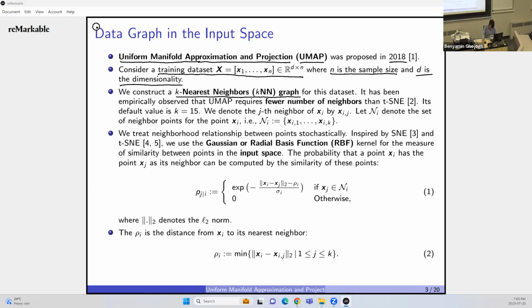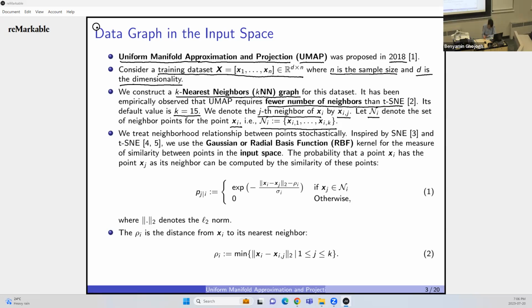It has been empirically observed that UMAP requires a smaller number of neighbors than TSNE. So that's one of the advantages of UMAP, and its default value is 15. So we take 15 neighbors, and we denote the jth neighbor of xi by xij. So xij denotes the jth neighbor of xi. Let ni denote the set of neighbor points for the point xi. So ni is the set xi1 until xik, right?